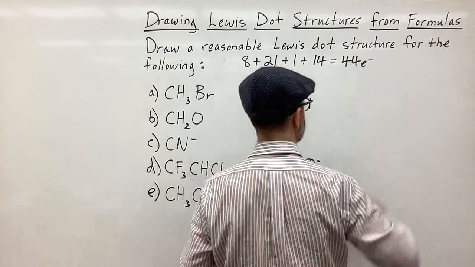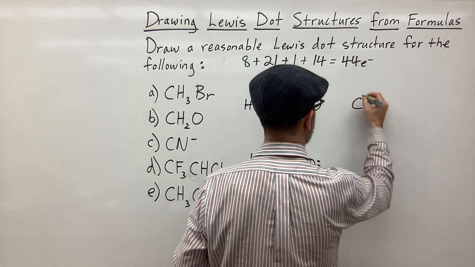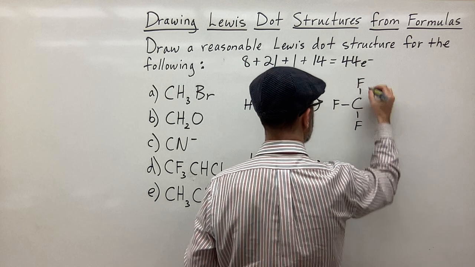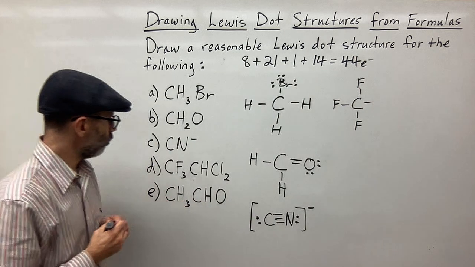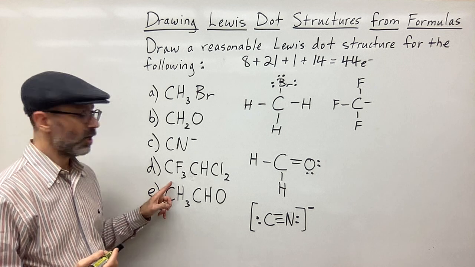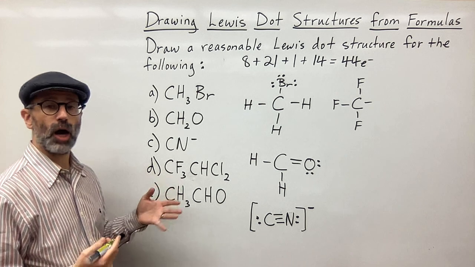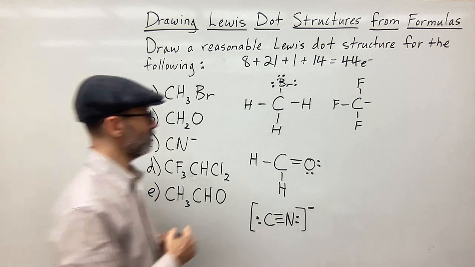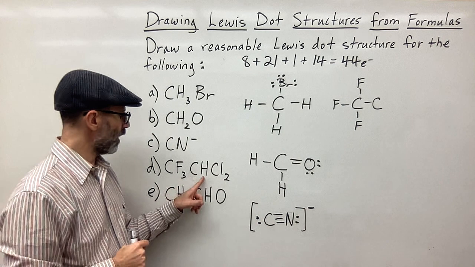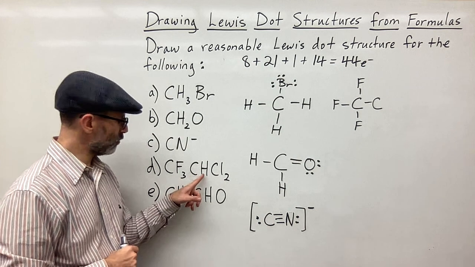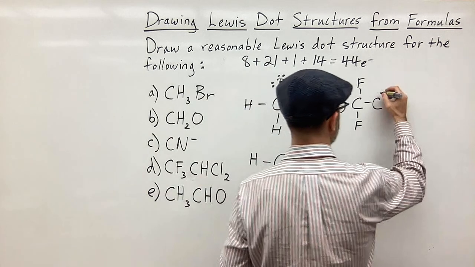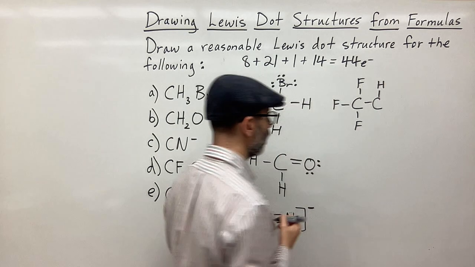Let me bring this down so we have room. So I have fluorines. And now the carbon follows the carbon, so the carbons are going to be bonded to each other. If you have more than one carbon, most likely they're bonded to each other. Now we have a hydrogen here. The hydrogen is directly following the carbon, so that is bonded to the carbon as well. So we could put the hydrogen there.